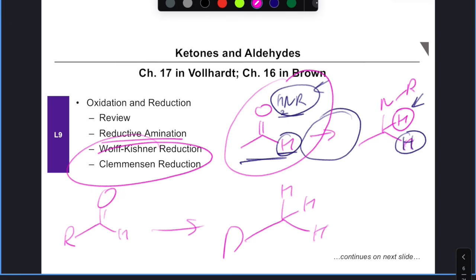Wolff-Kishner and Clemmensen. What's the special thing? Wolff-Kishner works under what kind of conditions? Acidic or basic? Basic. Clemmensen works under acidic, and that's why we use them selectively depending on what's in the rest of the molecule. Wolff-Kishner is really useful at getting rid of carbonyls, but if your molecule has a functional group that is sensitive to a base, not your choice. Same thing, Clemmensen will delete that carbonyl, but it's under acidic conditions. If your molecule has a group that's sensitive to acidic conditions, not a good choice.